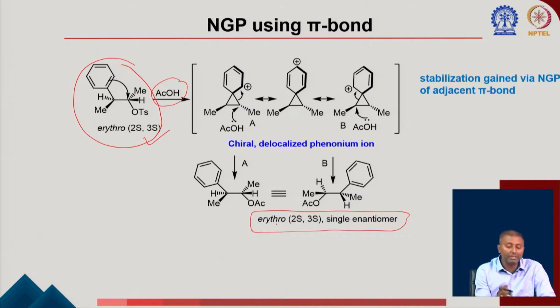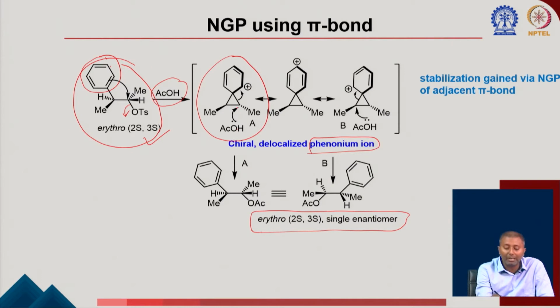In the case of erythro, during the acetolysis, the pi electron cloud of this phenyl ring is going to take part in the NGP, neighboring group participation. This pi bond takes part here, you can see this arrow showing it leaving the OTs out. Once the pi bond attacks here, it will generate a phenonium ion. So we end up making a phenonium ion here, and there will be a positive charge here.